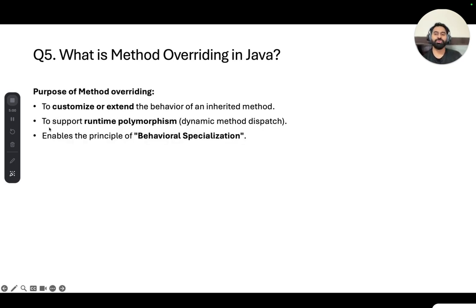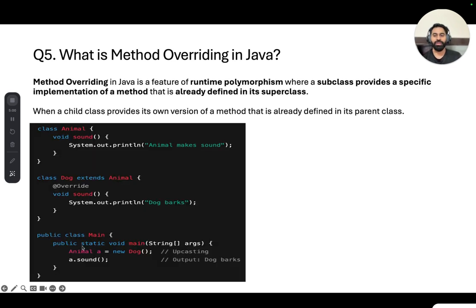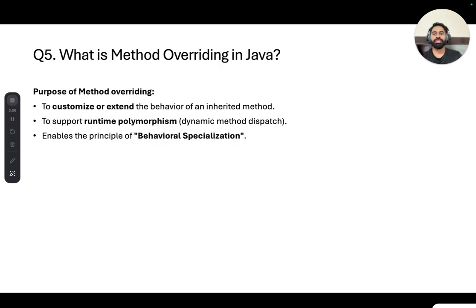The second point is to support runtime polymorphism, that is, dynamic method dispatch. Here, Animal a = new Dog, so this is a dynamic dispatch. And the third point is that it enables the principle of behavior specialization, so we are putting the behavior logic into the different classes.